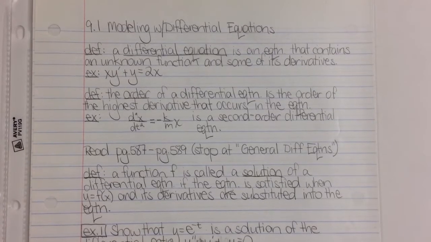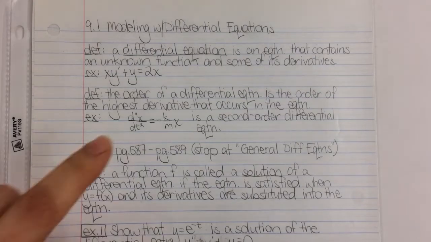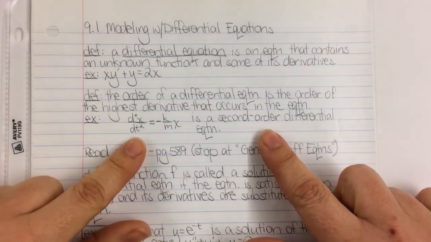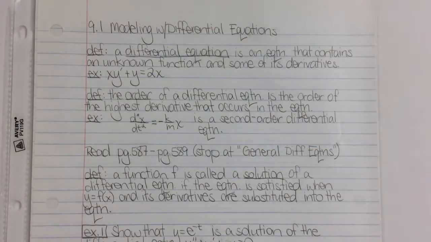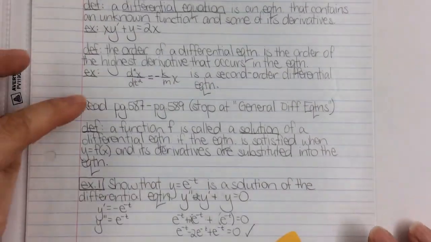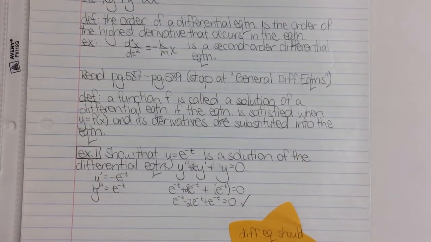The order of a differential equation is the order of the highest derivative that occurs in the equation. So if the highest derivative is a second derivative, then it is a second order differential equation. If the highest derivative is a first derivative, then it's a first order differential equation, etc. Okay, we're going to skip that. This is from two books ago, so we're not going to do that.